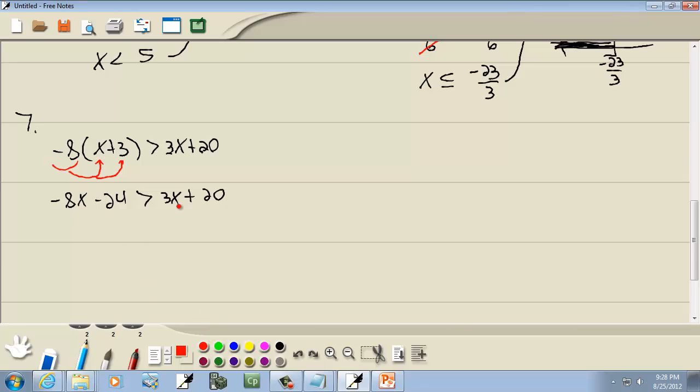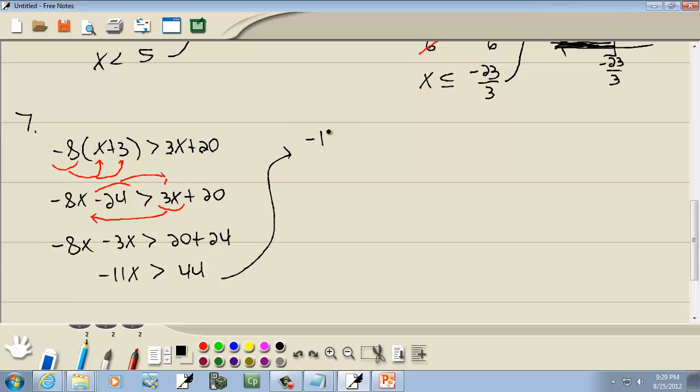Okay, third step. Get everything with an x on one side and numbers on the other. So I'll take 3x over to the left side, and 24 over to the right. I think I said that wrong. But get everything with an x on the left side, numbers on the right. So I got negative 8x minus 3x is greater than 20 plus 24. Anytime you take anything across your equals, the sign changes, or across your inequality. Negative 8x and negative 3x gives us negative 11x. 20 plus 24 gives us 44.